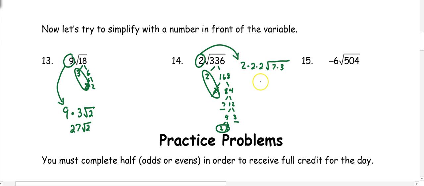So 2 times 2 times 2 is 8. Remember, you're multiplying, not adding them. Square root 21.